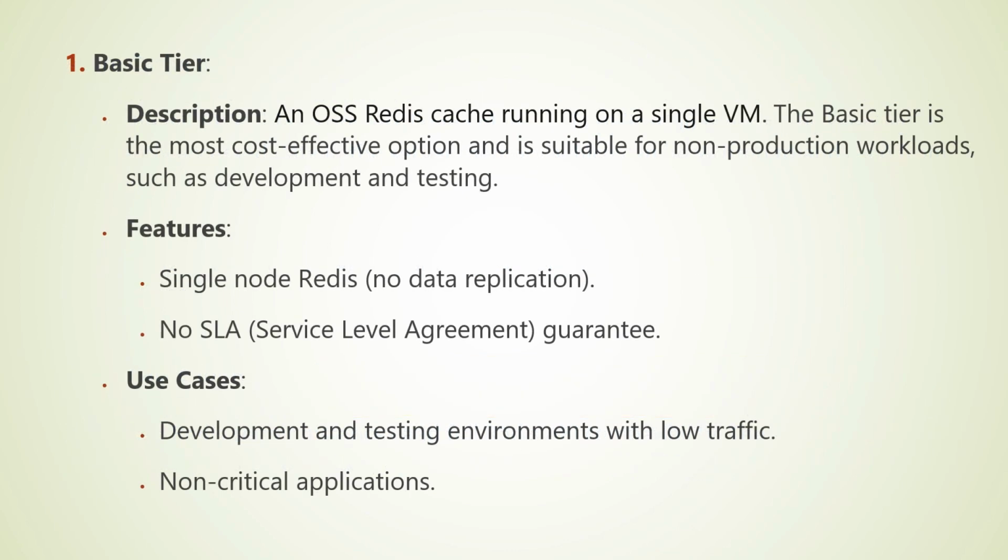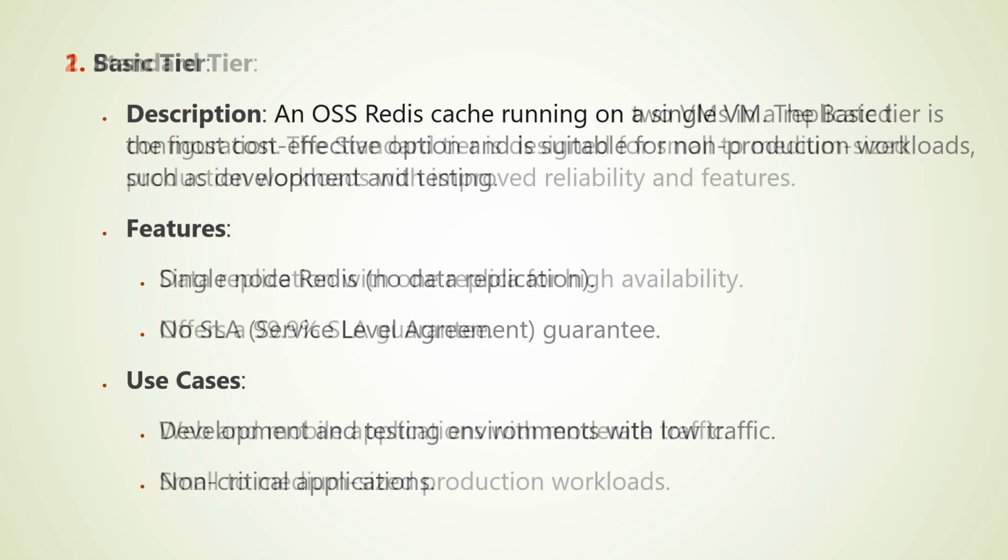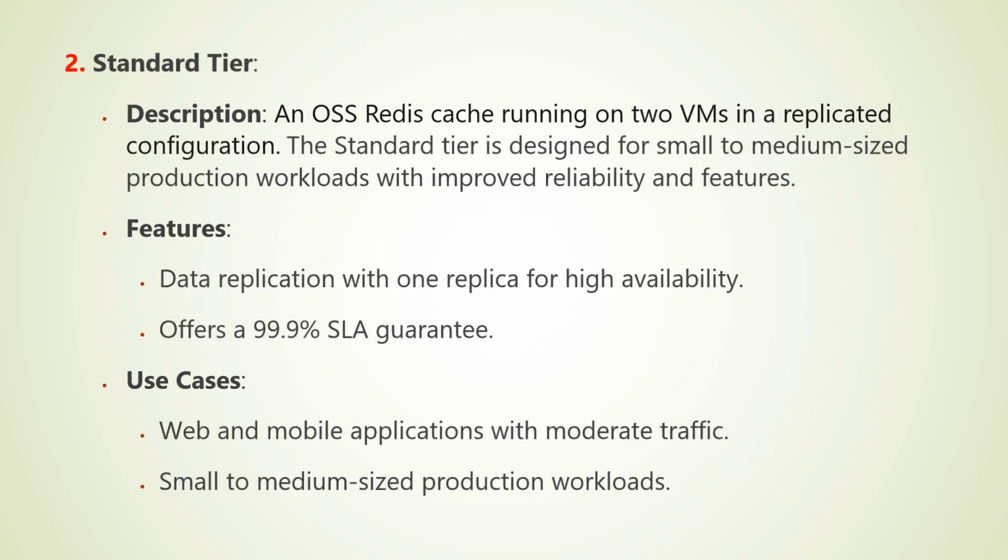Basic tier. Description: an OSS Redis cache running on a single VM. The basic tier is the most cost-effective option and is suitable for non-production workloads, such as development and testing. Features: single-node Redis, no data replication. No SLA, service level agreement, guarantee. Use cases: development and testing environments with low traffic. Non-critical applications.